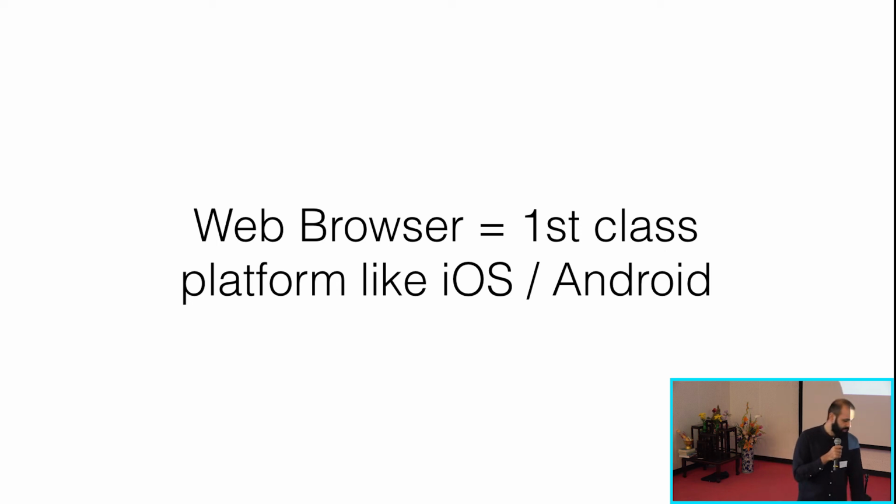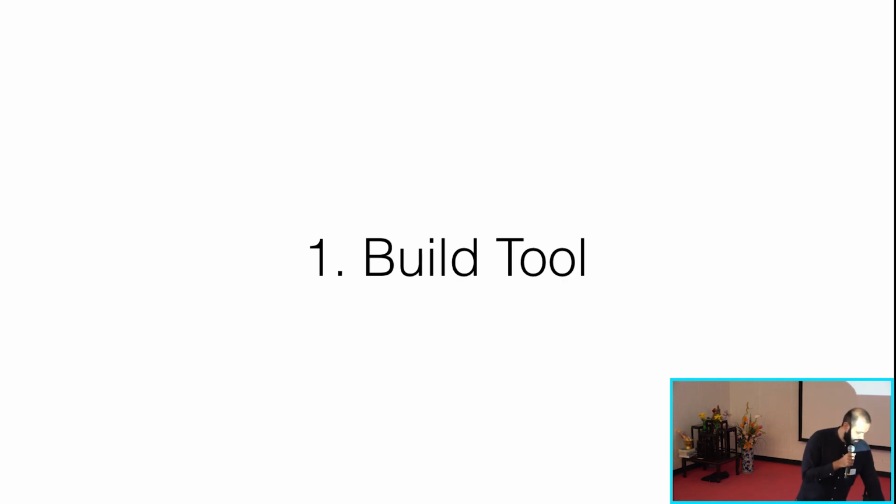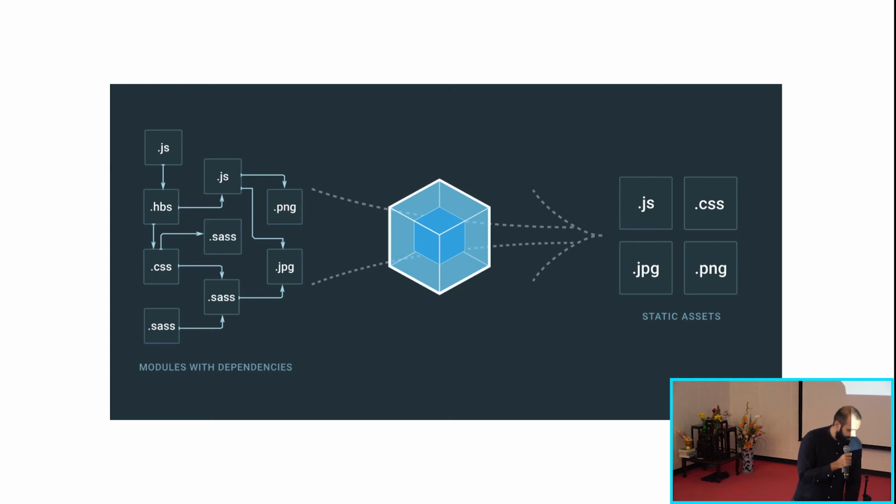So I already talked about this, which is we treat the web browser as a first-class citizen like iOS and Android. So the first thing I had to tackle was the build tool. And initially there were a few. There was Grunt. There was a bunch of others, Broccoli and Brunch, and a few others. In Ruby we just have Rake, right? So it's like one tool. Well, there are other tools, but the predominant one is Rake. So I went with Webpack because that was the predominant one at the time.